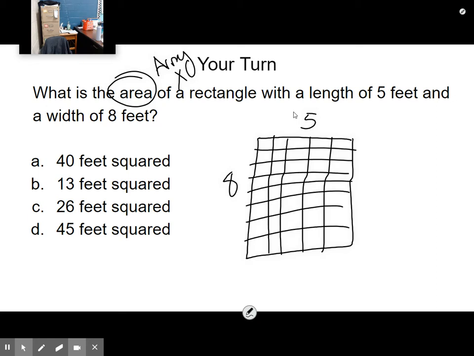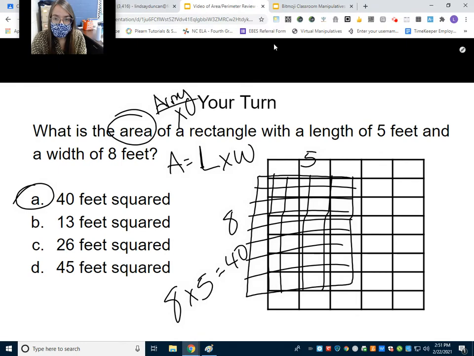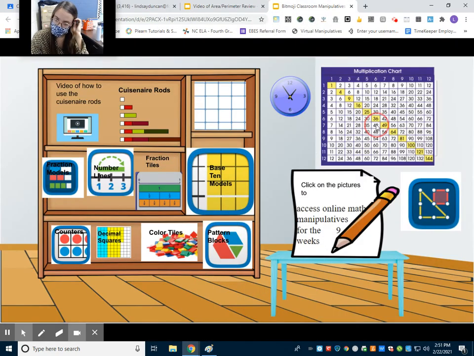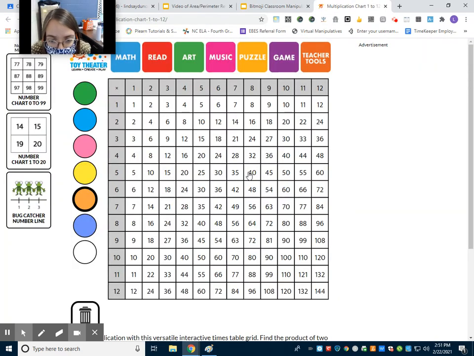Now, since I have all those boxes covering the inside, making that beautiful array, to find the total in an array, all I have to do is do length times width. So 8 times 5 gives me 40. Please make sure when you're doing area, always double check yourself using your multiplication chart, because everyone makes mistakes. It's just part of being human. So just like that, I'm also going to check my work. I'm going to check my multiplication chart on my virtual manipulative site, and I'm going to make sure that 5 times 8 is 40. And yes, it is. Okay?